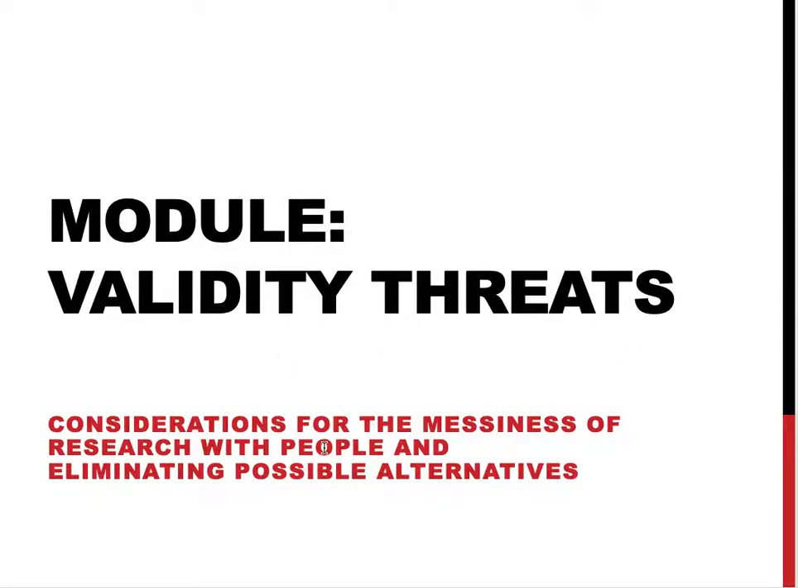Validity threats, it's important to remember, are those considerations for the messiness of research with people and eliminating possible alternatives that could explain our findings. We want our independent variable to be what has caused the change in our dependent variable. Other things, such as those extraneous variables or sampling issues or errors, could lead our results to reflect something different, to where our findings are influenced not only by our independent variable, but by these other concepts as well.